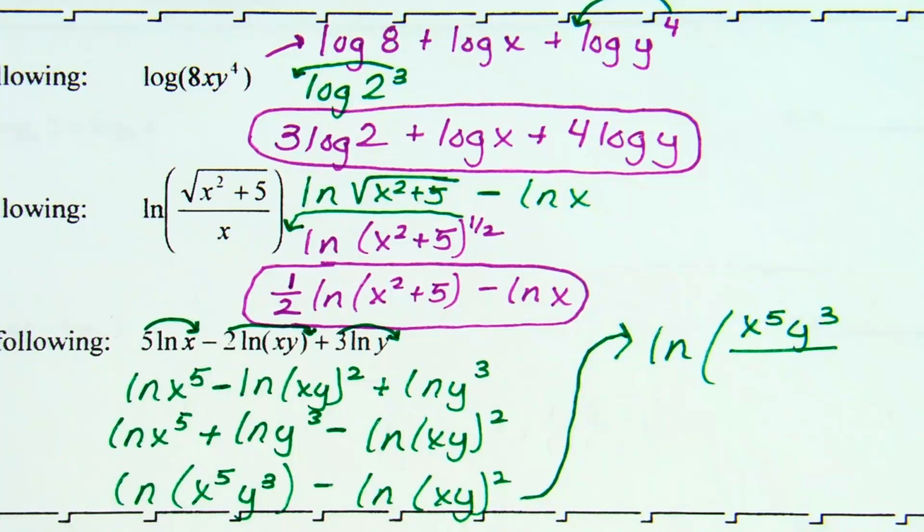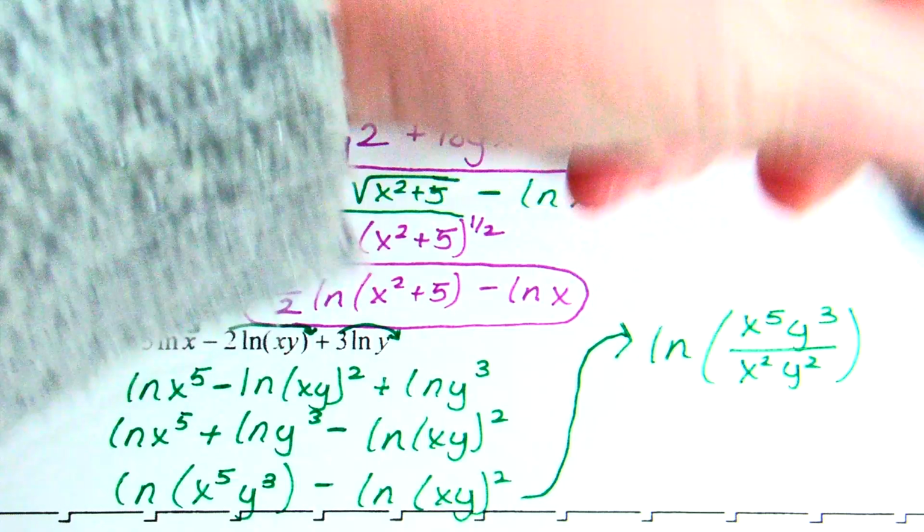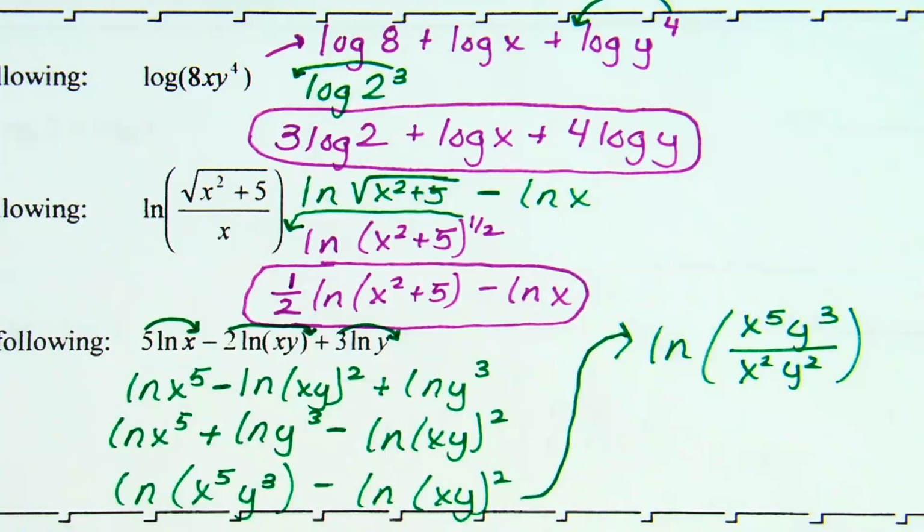X squared, y squared? And I'm going to go ahead and do that because we're going to have one more finishing step here. So now I'm at natural log of x to the 5th, y to the 3rd divided by x squared, y squared. And you could have made that x squared, y squared at any point. Some of you may have been wanting to do it previously. Do you see my final step here? Can we clean up that fraction?